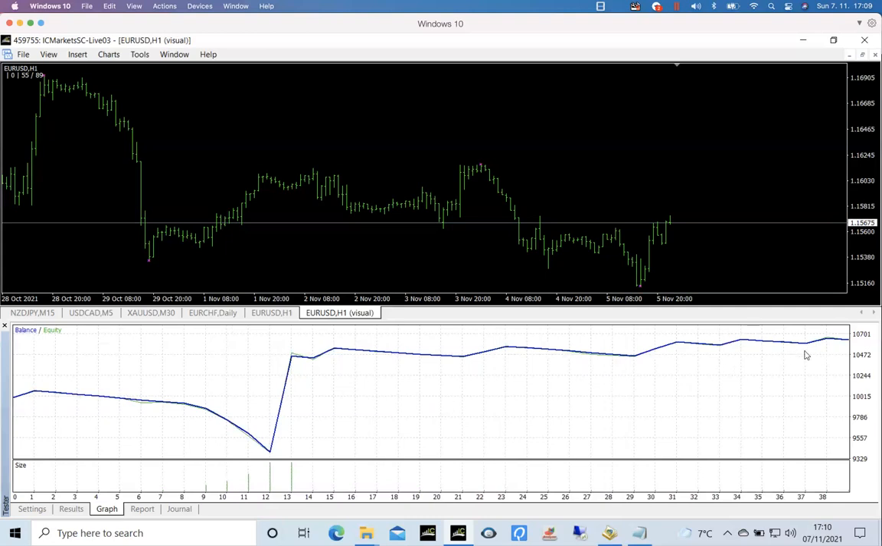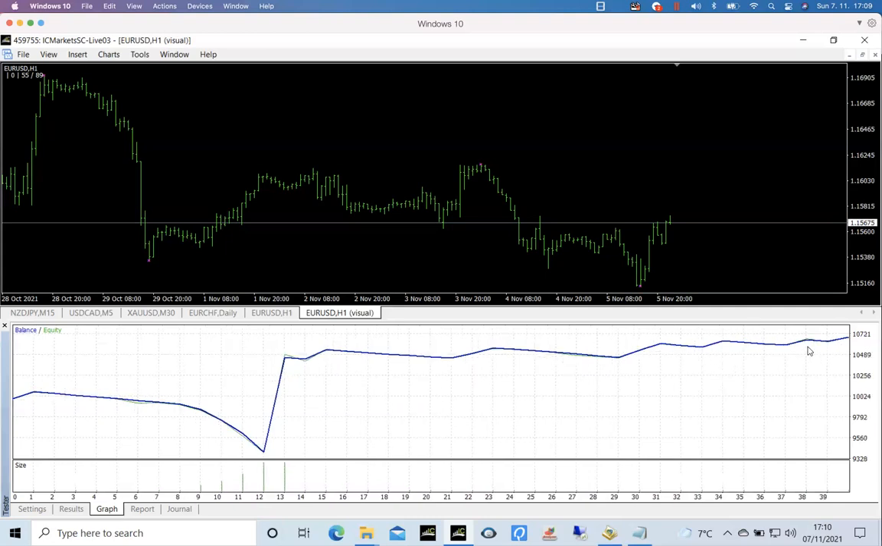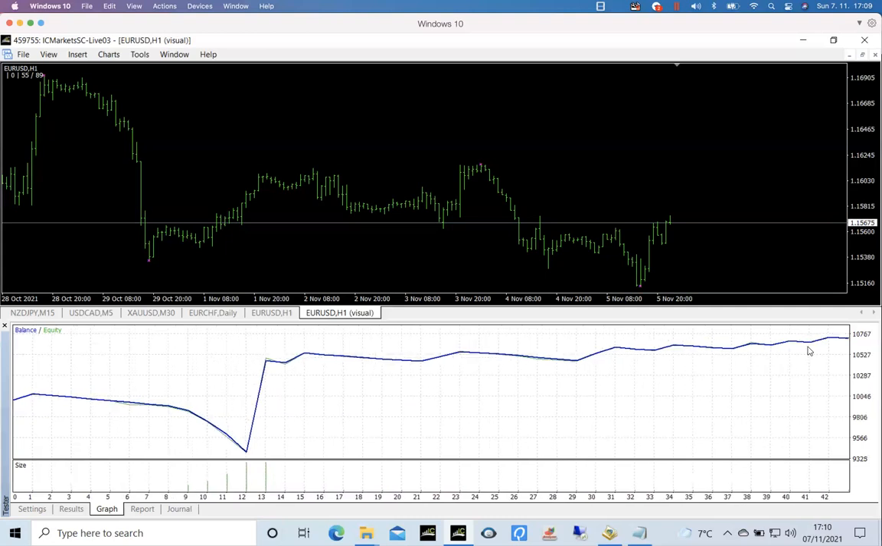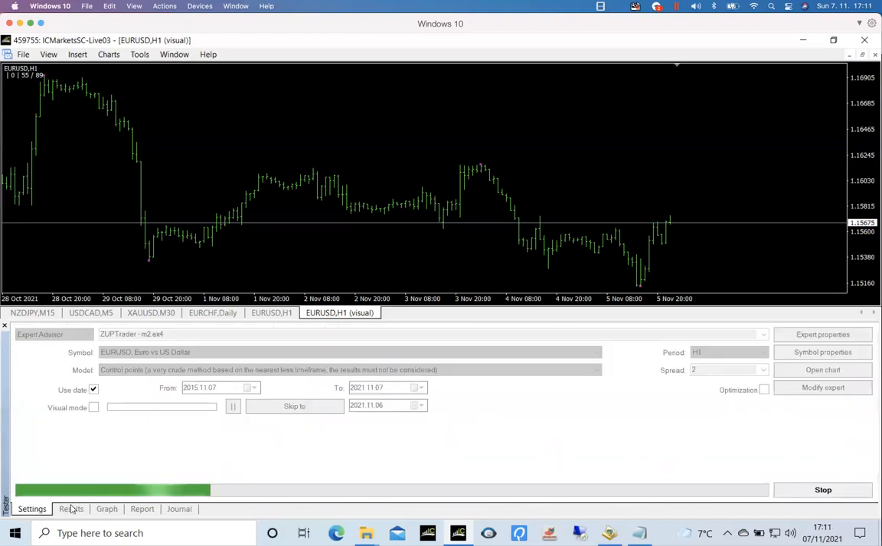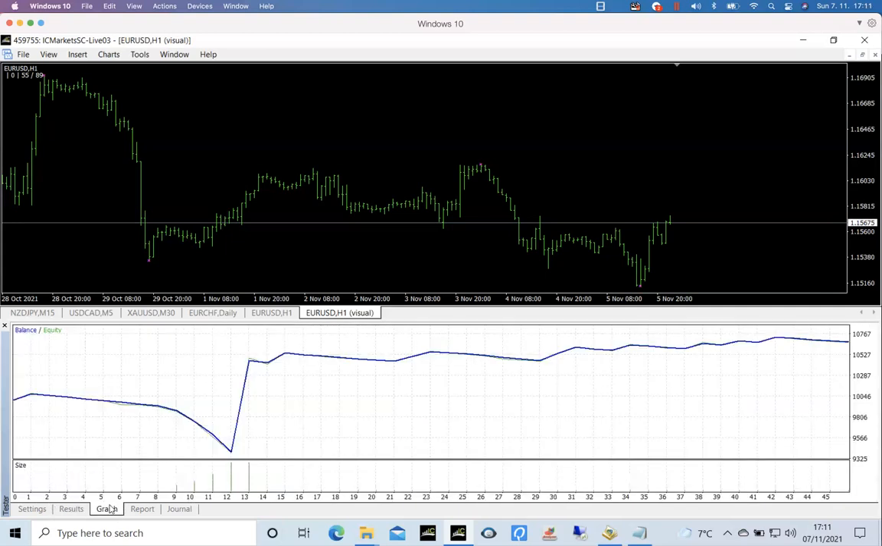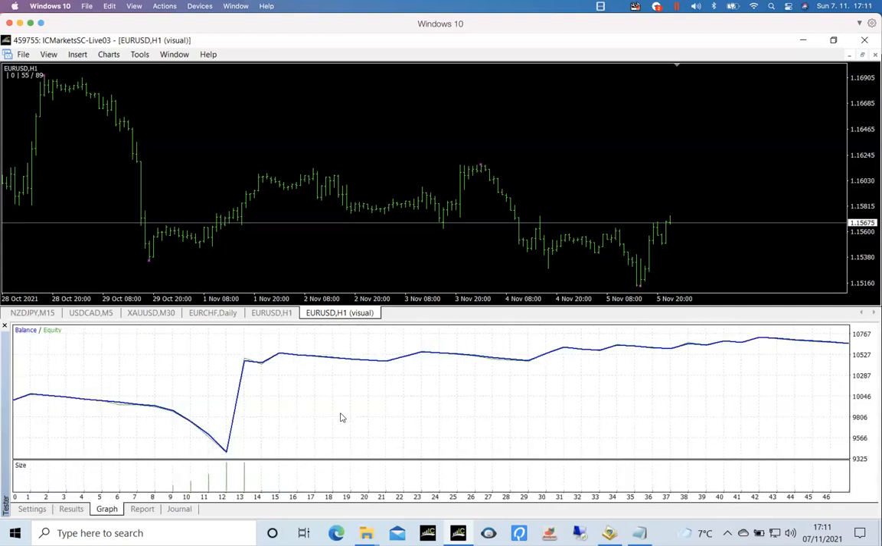It's waiting for the market to make the losses. This is the important part. It's not going blindly. It waits for the optimal time to add in. Exactly. So as you can see, this is okay.